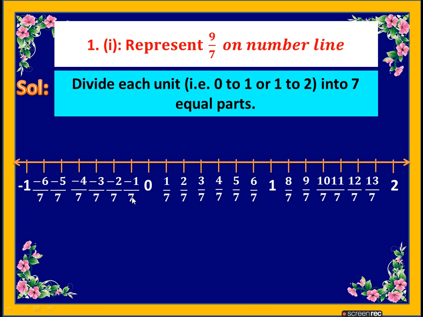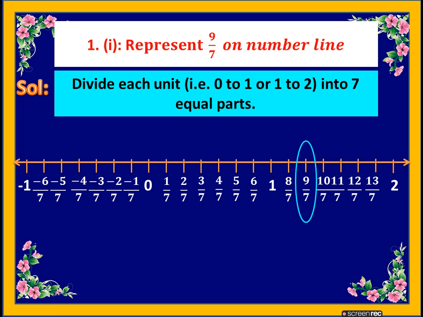0 is greater than -1 by 7. Like that, 1 by 7 is greater than 0. 2 by 7 is greater than 1 by 7. 2 is greater than 13 by 7. So now we want 9 by 7. Where is 9 by 7? This is 9 by 7. Circle this. This is the way to represent the required number on the number line. So students, understand?